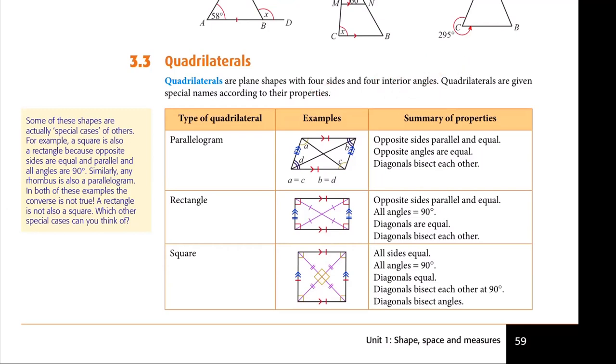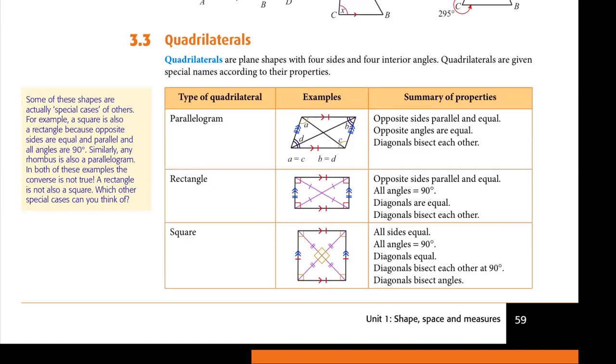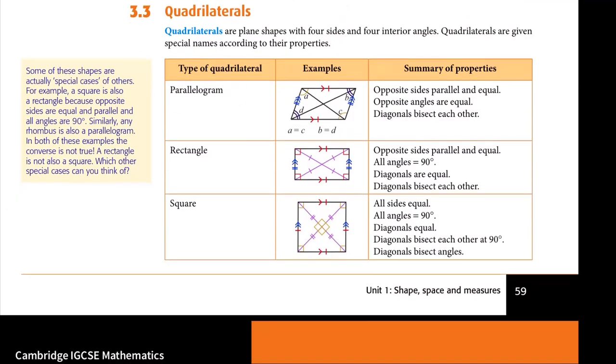So quadrilaterals are given different names. One quadrilateral can be another, but the other cannot be that one. Let me explain. For example, a parallelogram. A parallelogram is a shape where the opposite sides are parallel to each other. Both pairs of opposite sides are parallel. They have different properties. You can see the diagonals bisect each other, meaning they cut each other here, not at 90 degrees.